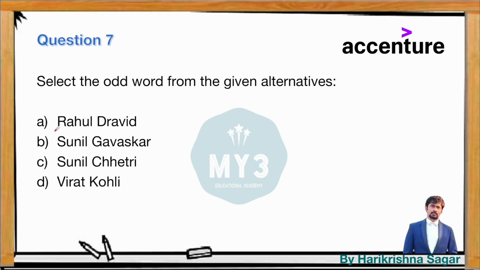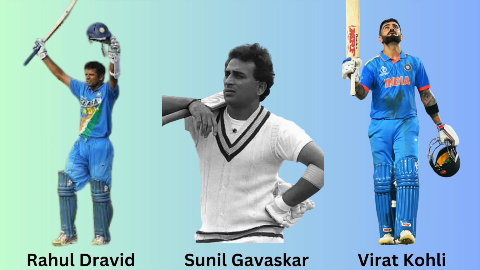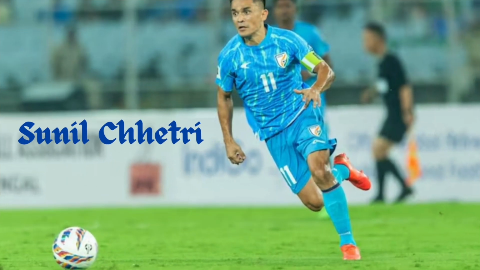Let's look at the next one. Select the odd one out from the given 4. Rahul Dravid, Sunil Gavaskar, Sunil Chetri and Virat Kohli. If you observe, Rahul Dravid, Sunil Gavaskar, Virat Kohli are the Indian cricketers. But Sunil Chetri is an Indian football player. That is the reason odd man out here is Sunil Chetri.